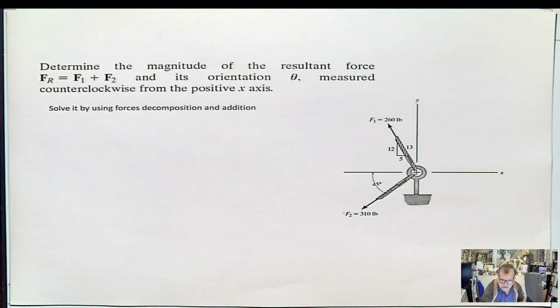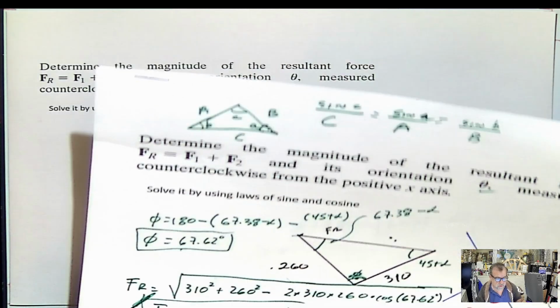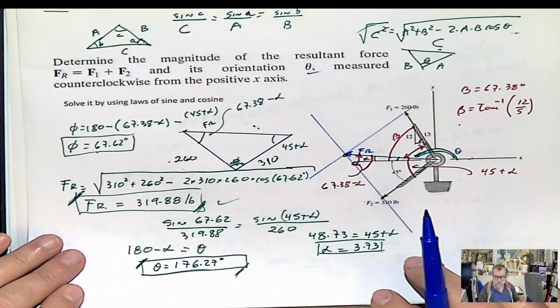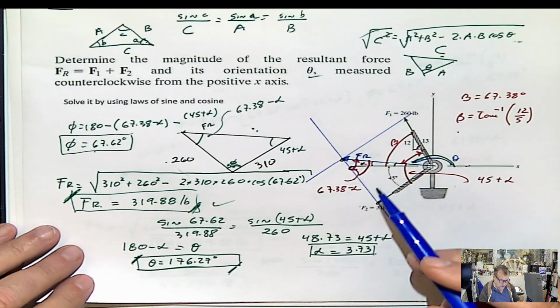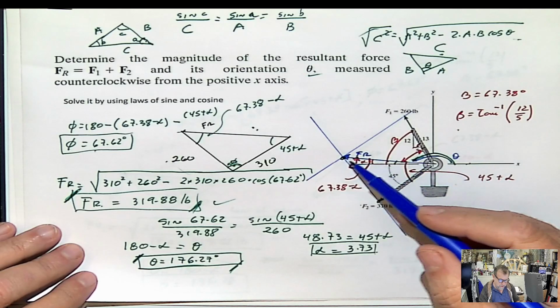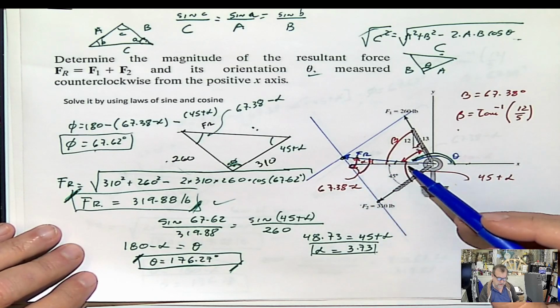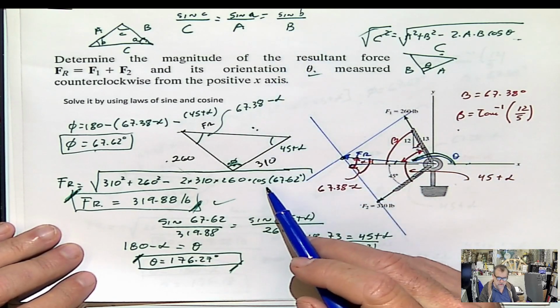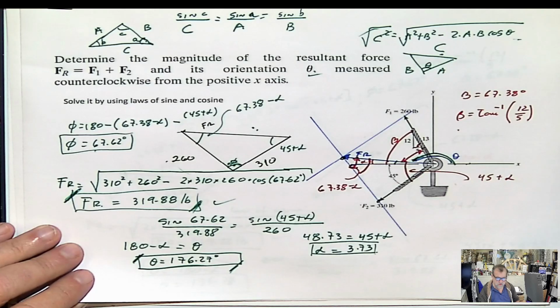Hello again, guys. As I said in the previous video, we solved this problem, but the first time we solved it, we did it using the law of sines and cosines, just to show you that we could do it that way. Remember, we draw parallel lines, we form the parallelogram, we state where the resultant force is, and then we start working with the law of sines and the law of cosines in order to find all the unknowns.